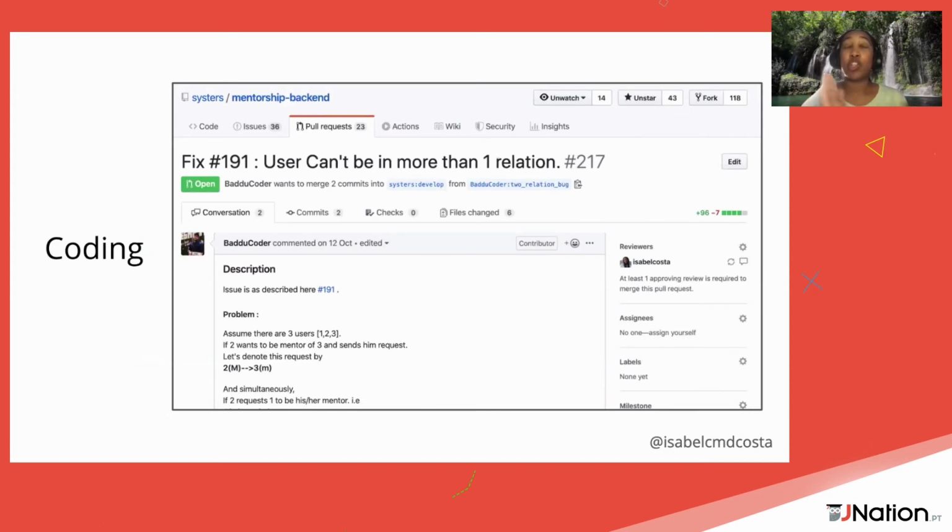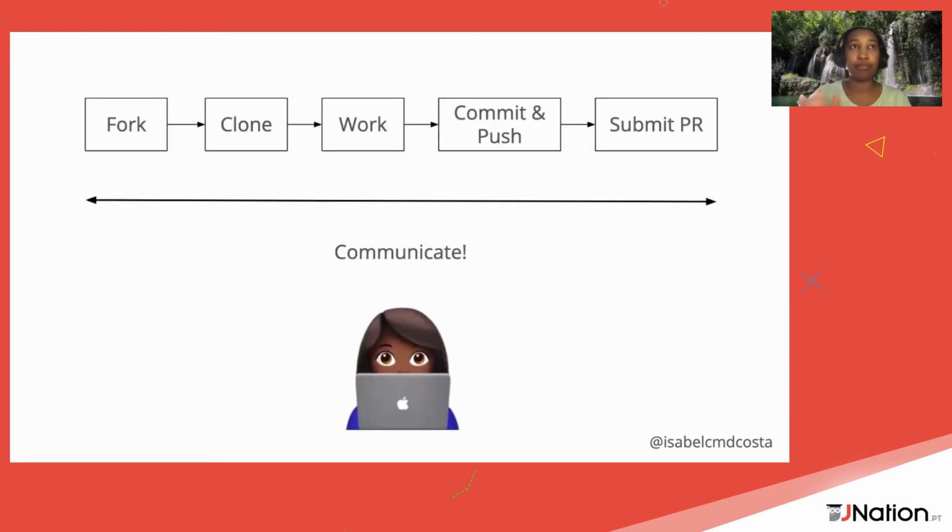So now in terms of examples, this is an example of a coding PR. So basically, there was a bug in mentorship backend, which is one of the projects I maintain, and a contributor decided to solve this bug. And then I ended up reviewing the code.